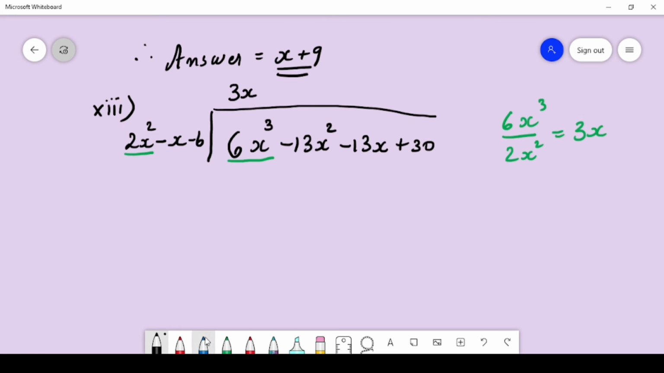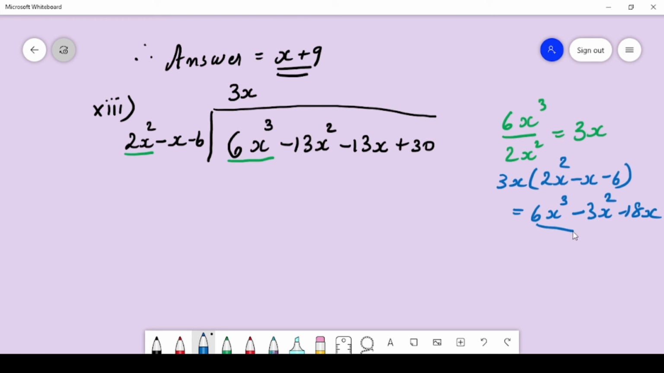Now what you have to do? You have to multiply the entire divisor by the quotient. So 3x into 2x square minus x minus 6. So that's equal to 6x cube minus 3x square minus 18x, isn't it? So that will be this algebraic expression we have to write here, and we have to subtract. So 6x cube minus 3x square minus 18x.